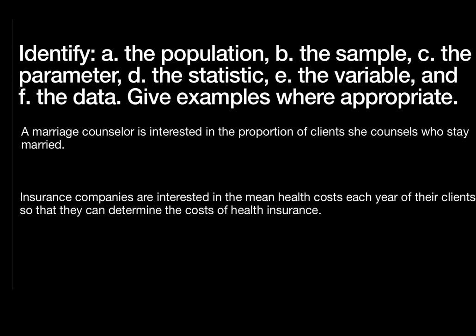The parameter would be the average health cost of all their clients in 1 year. The statistic would be the average health cost in 1 year for the sample of clients that they haven't chosen yet. What's the variable? What changes? Cost. Health costs are going to change. And then the data would be, I don't know, pick numbers. There isn't anything given necessarily here, but that would be how much you're spending in one given year on health costs.